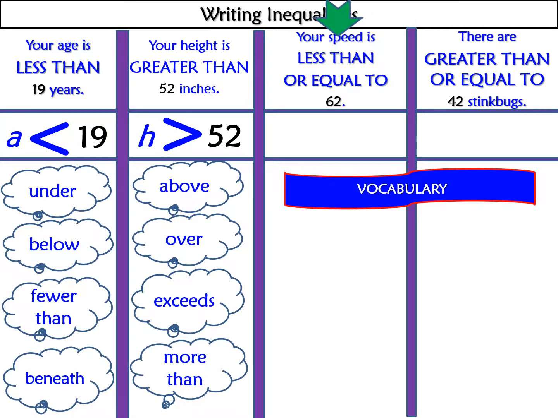Let's take a look at that third one. Your speed is less than or equal to 62. So since we don't know our speed, let's call that S. And we're comparing to 62, so let's put that on the other side. And remember, the less than or equal to symbol looks like a less than symbol, but it also has that bar on the bottom to indicate the equal to part as well.